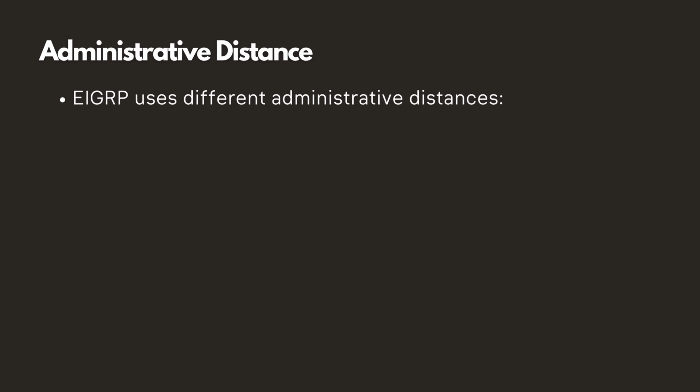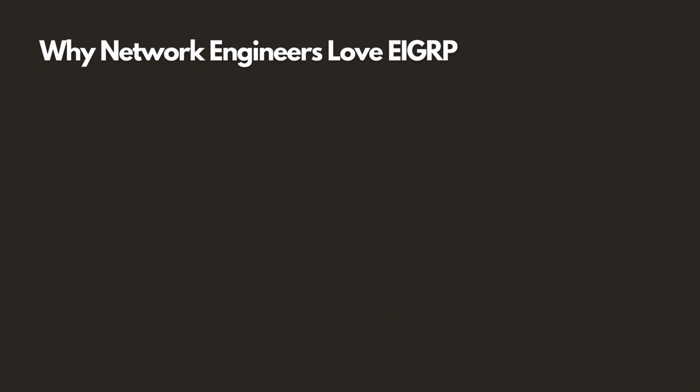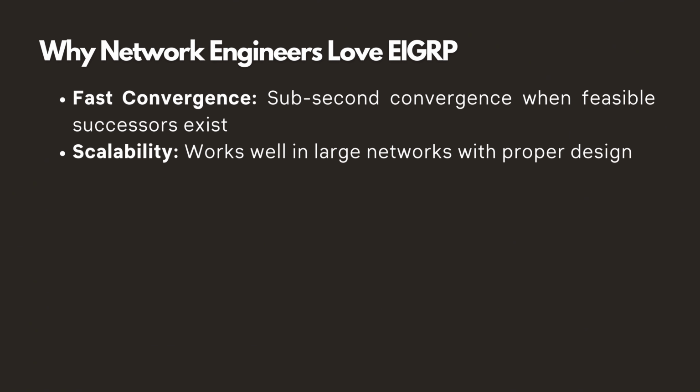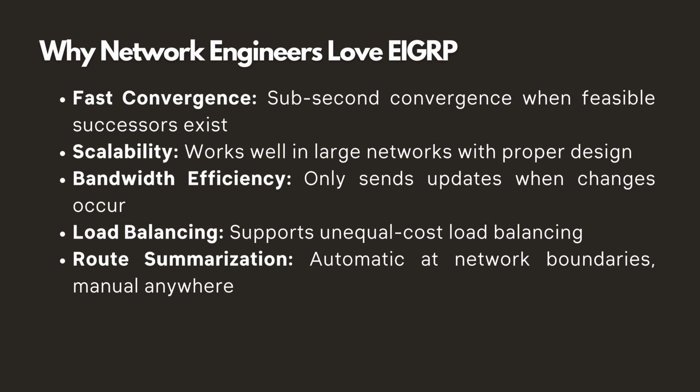EIGRP uses different administrative distances. For internal routes, 90. For external routes, 170. And summary routes use 5. Why network engineers love EIGRP? For fast convergence, scalability, bandwidth efficiency, load balancing, and route summarization.